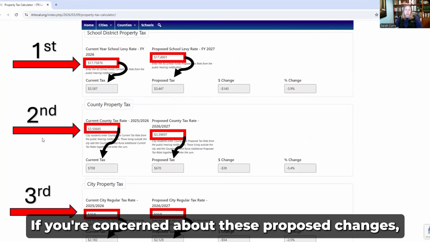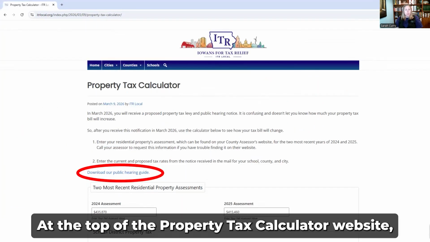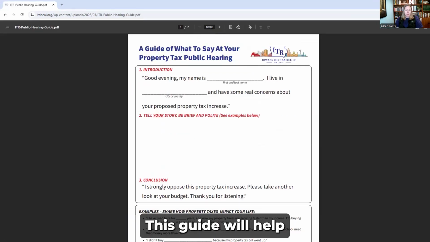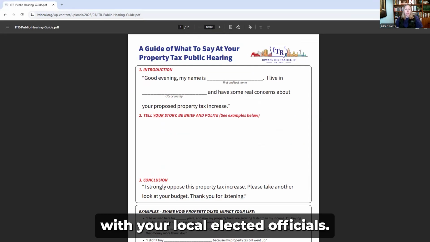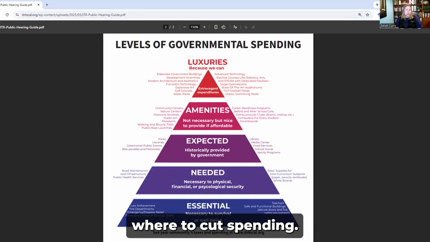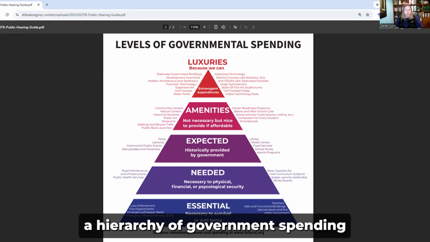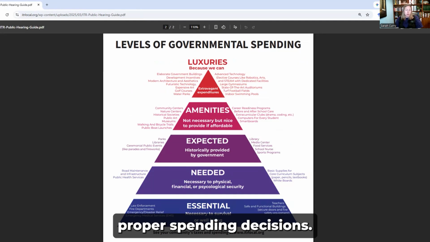If you're concerned about these proposed changes, you can attend your local public hearing. At the top of the Property Tax Calculator website, click on Download our Public Hearing Guide. This guide will help you prepare your thoughts and share information from the calculator with your local elected officials. Some local officials may push back on taxpayers, saying they don't know where to cut spending. The second page of the guide provides a hierarchy of government spending to help you communicate proper spending decisions to your local government.